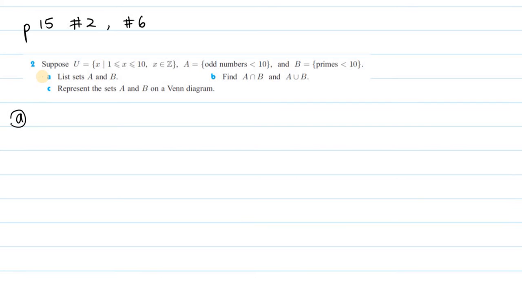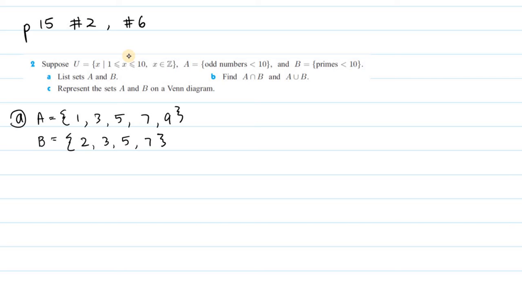So for set A, odd numbers less than 10 that are part of this universe are going to be 2, not an odd number, come on. Odd numbers less than 10 are 1, 3, 5, 7, and 9. And then for set B, the prime numbers, that doesn't include 1. But 2 is a prime number, 3, 5, and 7. 9 is not a prime number. So those are the prime numbers.